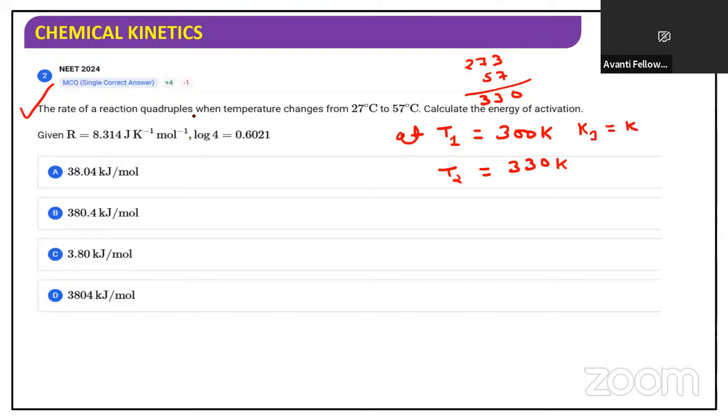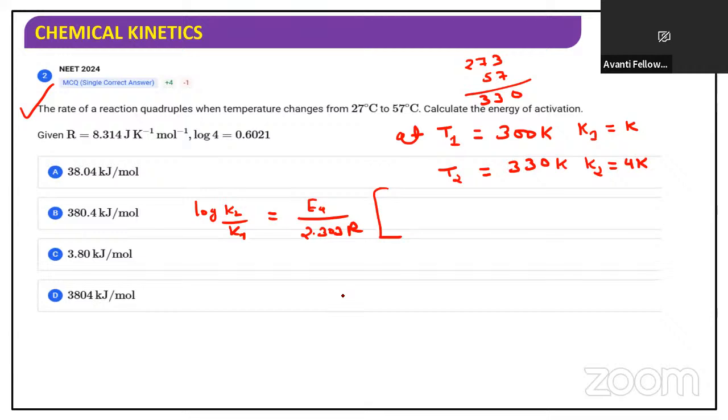So at 300 Kelvin, let us assume K1 is equal to K. The reaction becomes quadruple, means four times. So at 330, K2 becomes 4K. This is what they are asking. So this statement you need to write: at T1 300 Kelvin, the rate constant is K, and at 330 Kelvin, the rate constant becomes four times of K, that is 4K. So just put the value, that is log K2 by K1 is equal to Ea divided by 2.303 R.